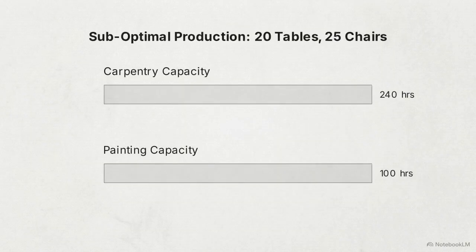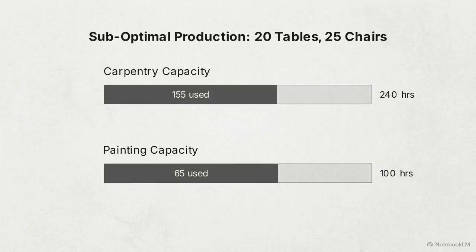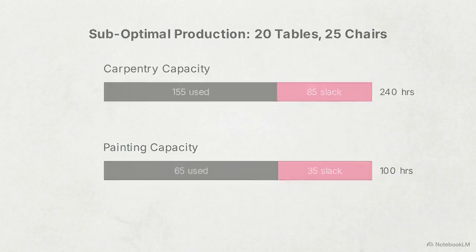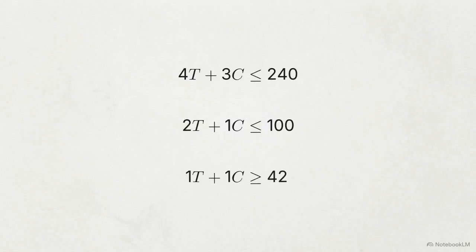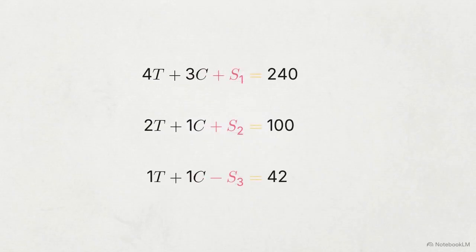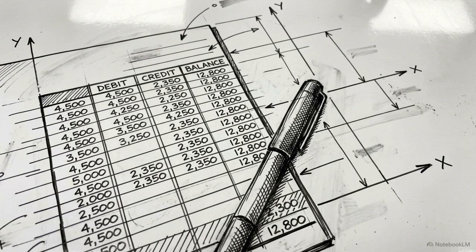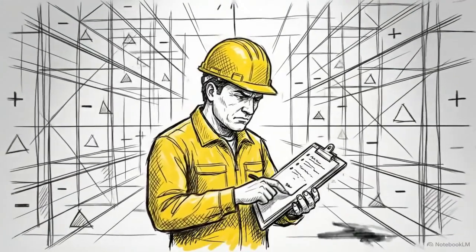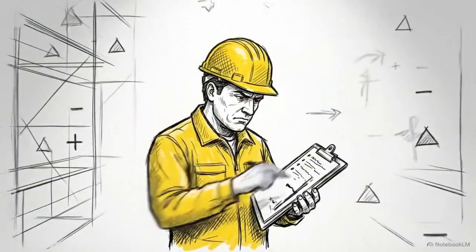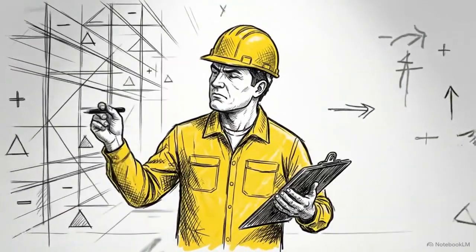This chart reveals the hidden cost of our suboptimal point. Producing only 20 tables and 25 chairs leaves 85 hours of unused carpentry slack and 35 hours of unused painting slack. To standardize this mathematically, we append placeholder variables denoted as S1, S2, and S3 to our formulas. These absorb the slack and surplus, forcing our uneven inequalities into perfectly balanced algebraic equations. Written in standard form, the math serves as a strict audit. It forces management to explicitly acknowledge the exact volume of physical resources they are leaving on the table.